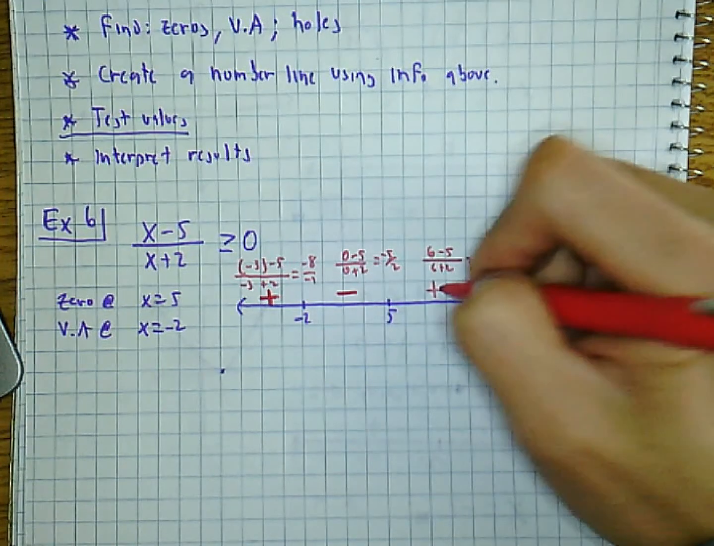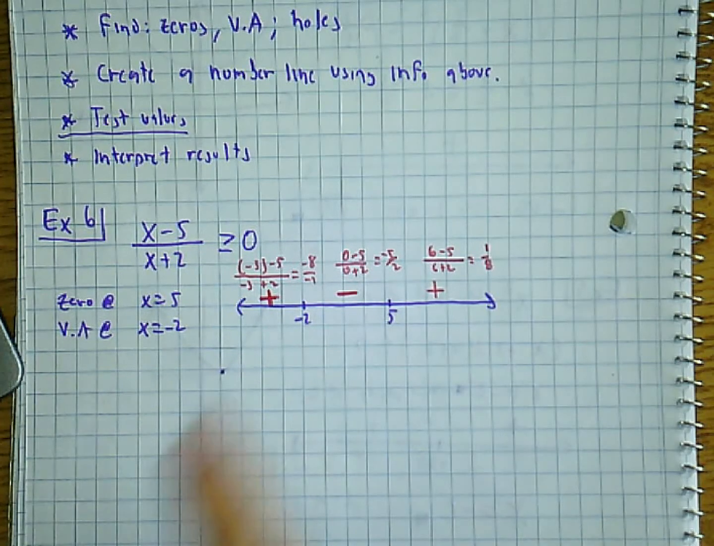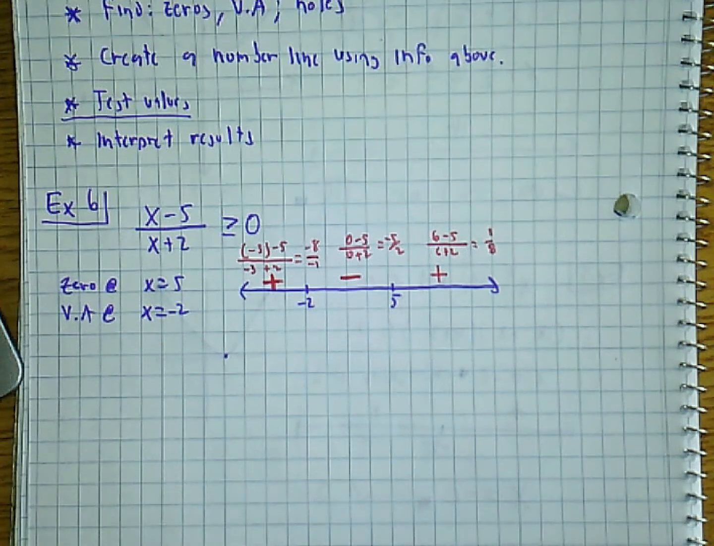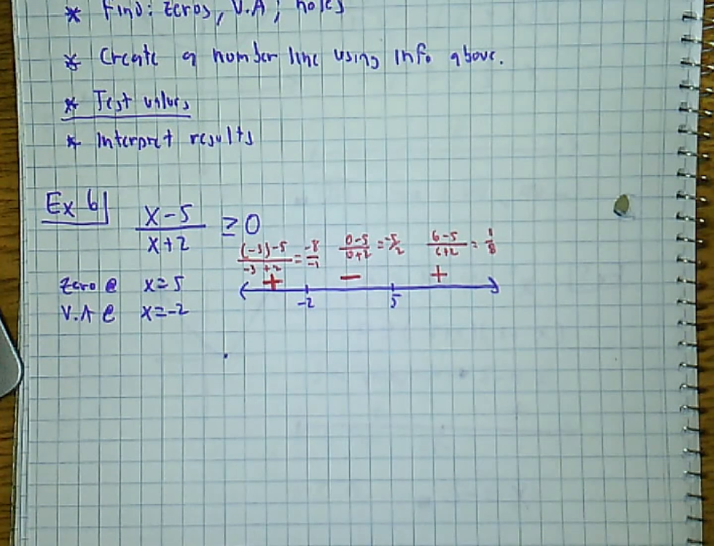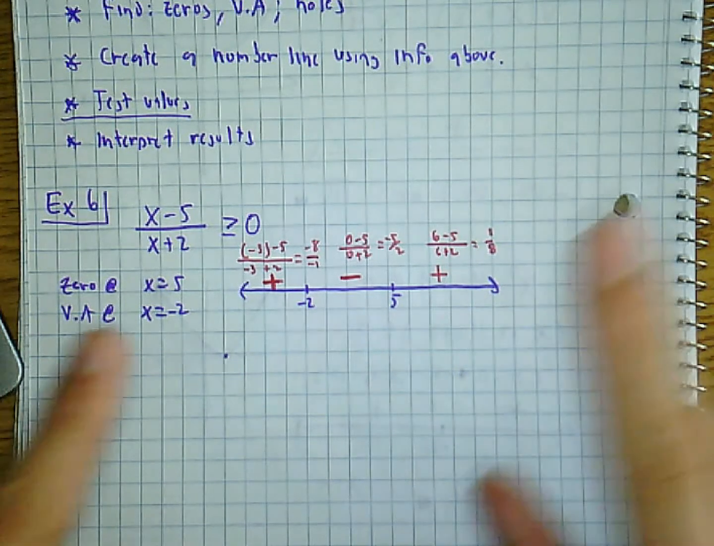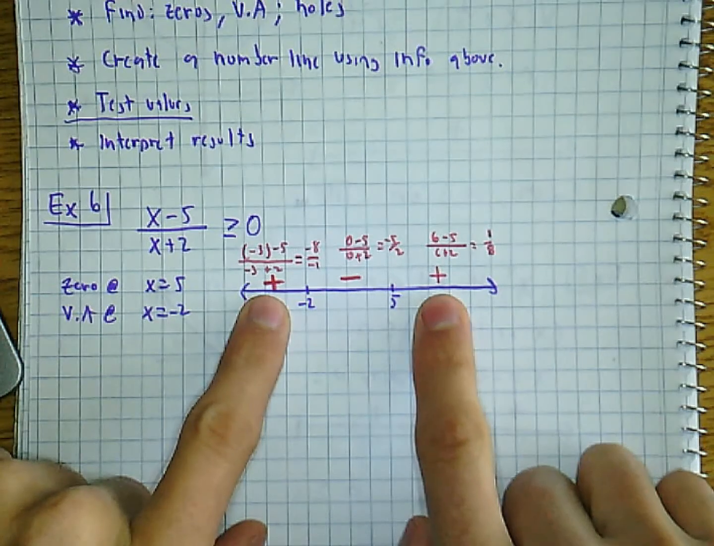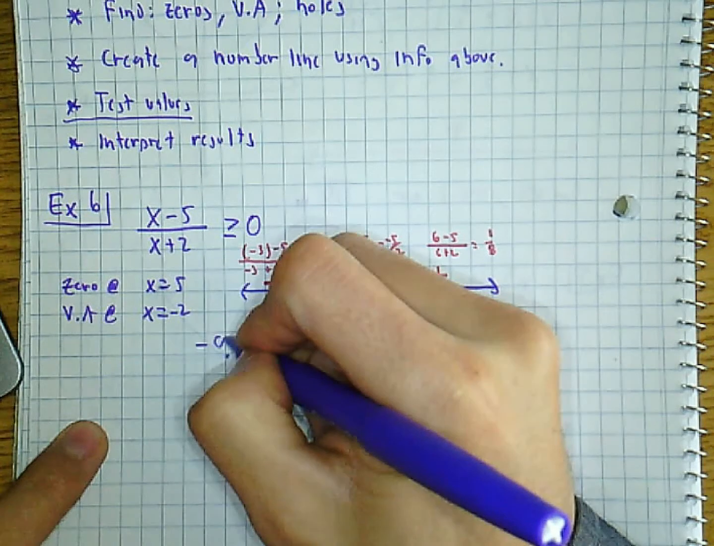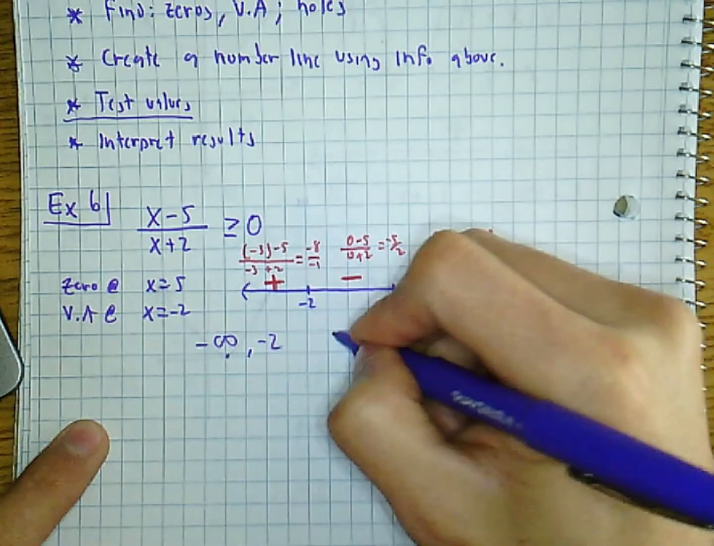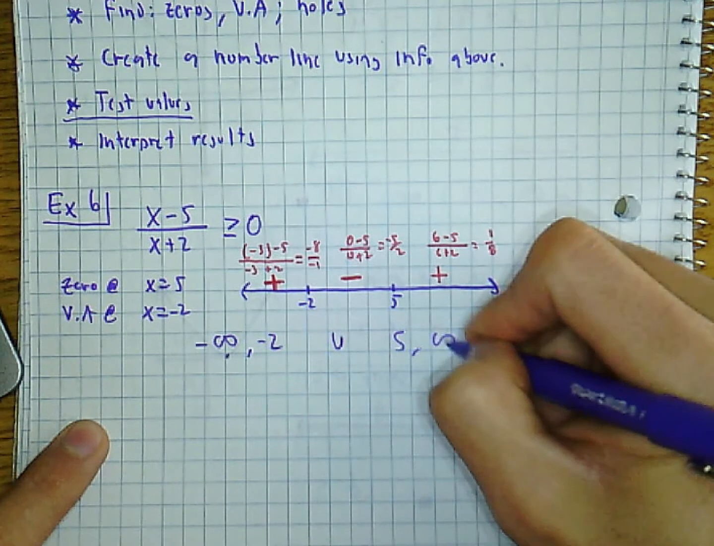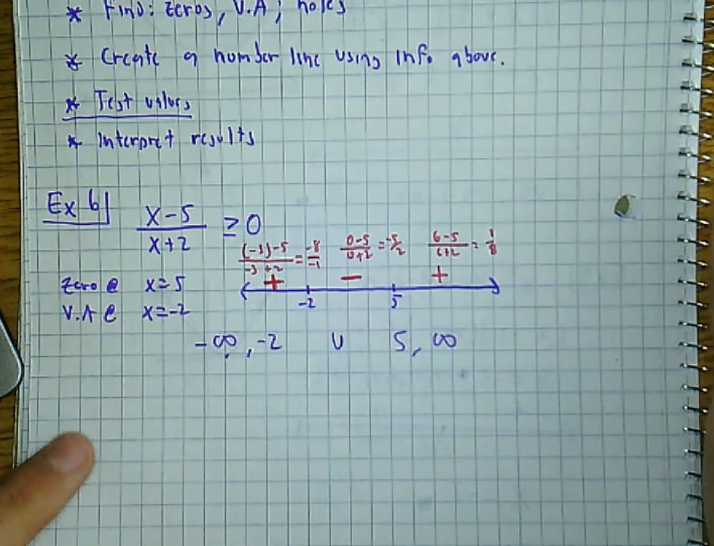So based on this, now I have my number line, and I can analyze it just like I did before. I am looking for when is this interval greater than or equal to 0. Based on that is wherever the positive symbols are at. So what I do know is that I'm going to go from -infinity to -2 and from 5 to infinity. The question that I have for you is, where do I use parentheses and where do I use brackets and why?